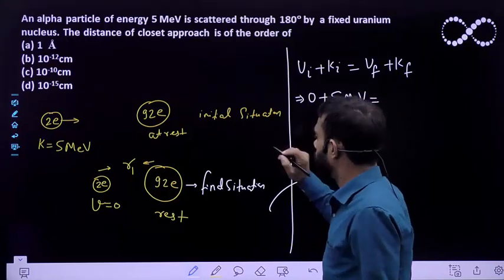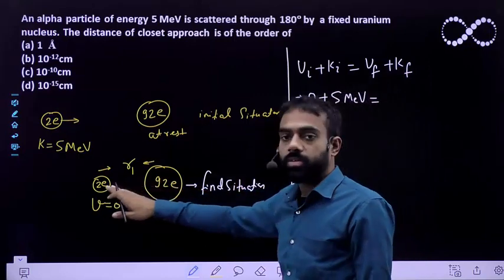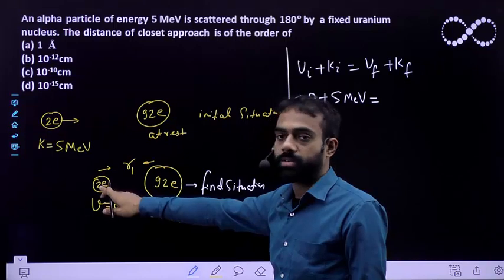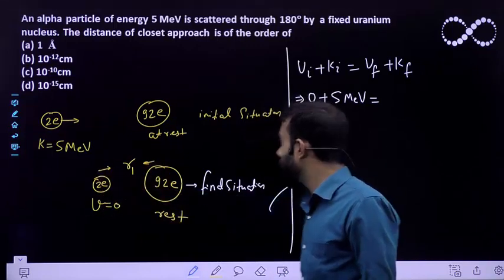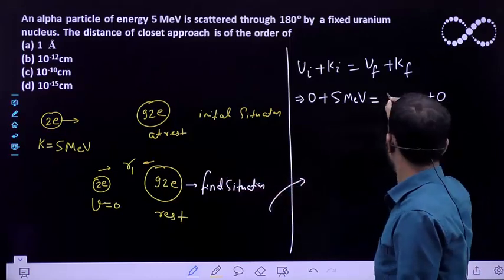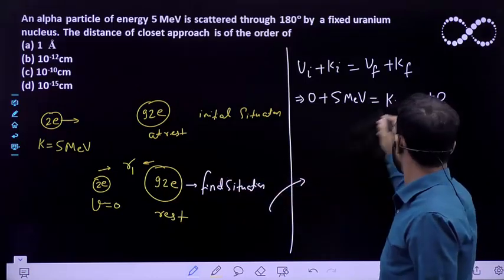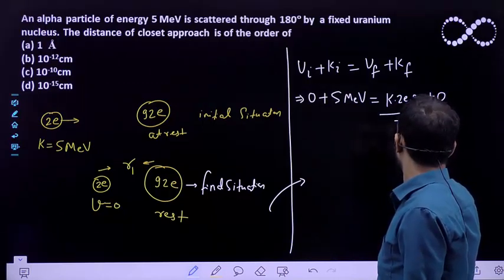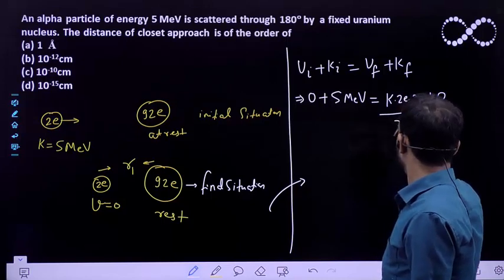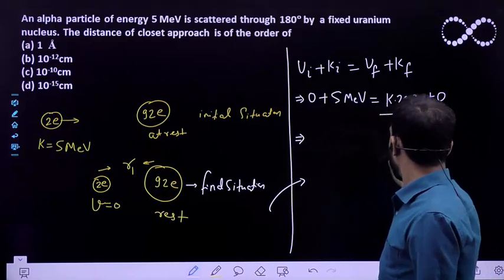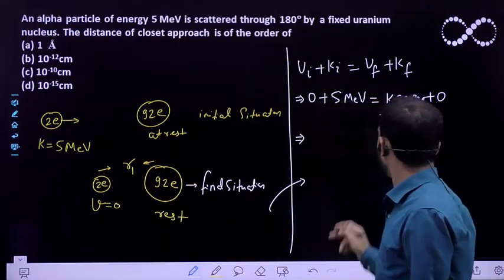This is equal to, finally, the kinetic energy will become 0, because the alpha particle also came to rest, and the uranium is at rest. So both are at rest, and the final kinetic energy will be 0. And the final potential energy you can write as K Q1 Q2 upon R, that is 2e and 92e upon R, and both are positive charges. So from here I need to find the value of R1.